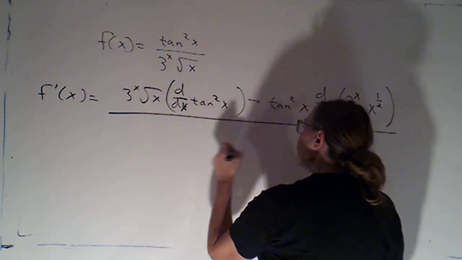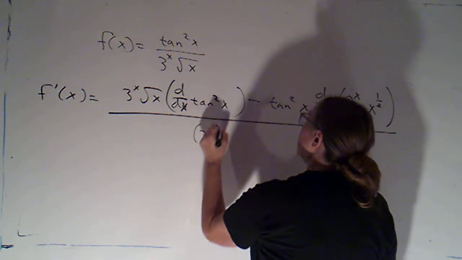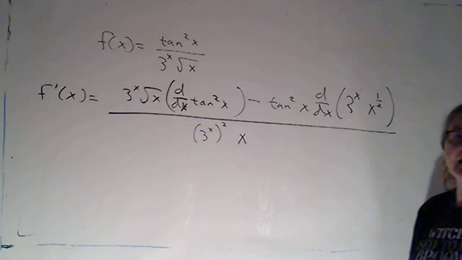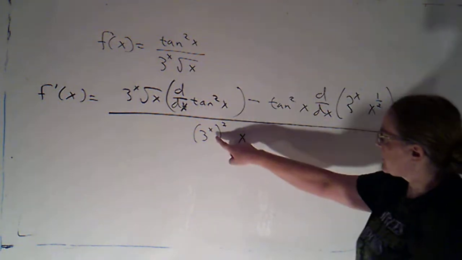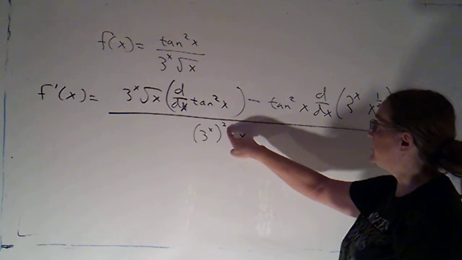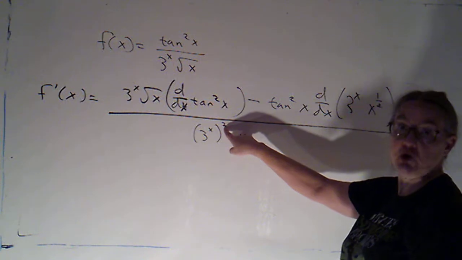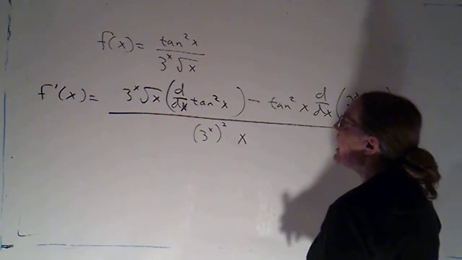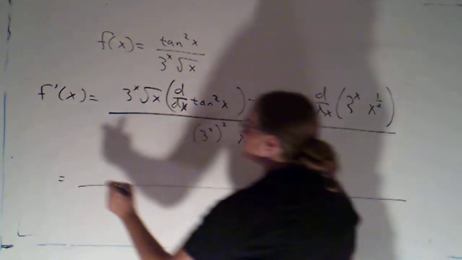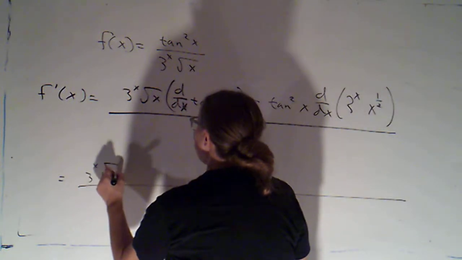So I'll get 3 to the x squared. Square root of x squared is just going to give me x. Now, of course, this is a power to a power, so I can simplify that, and I will in my next line to be just 3 to the 2x. Okay, so on top then, I've got 3 to the x root x.